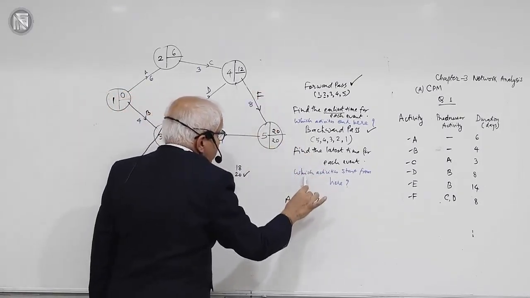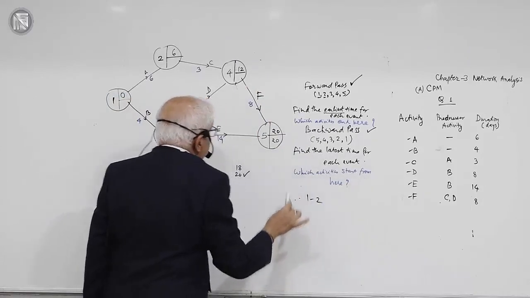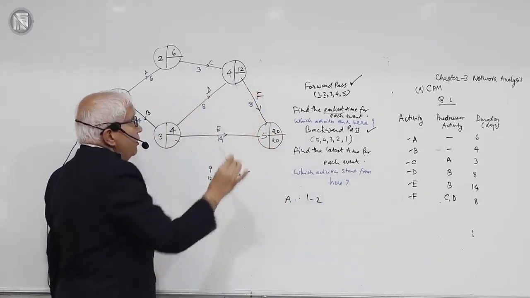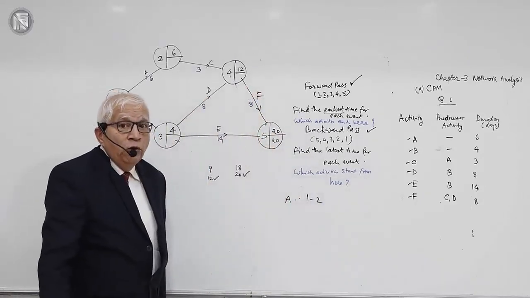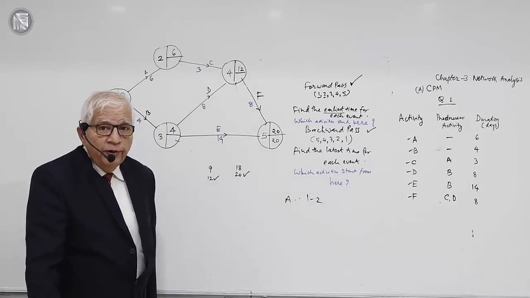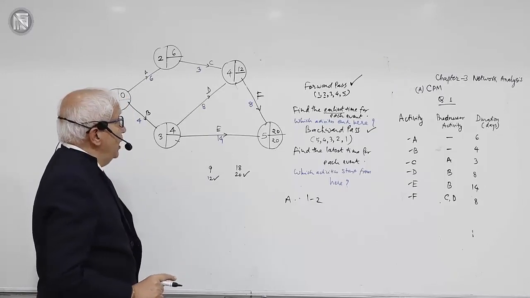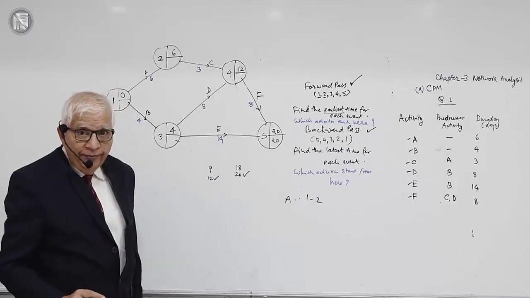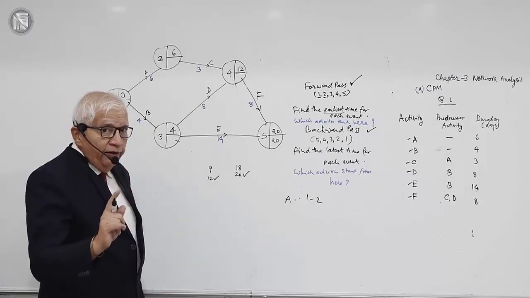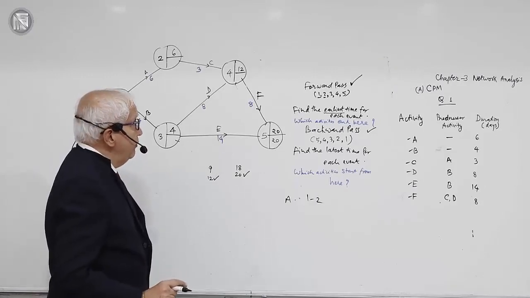My question is this: which activities start from here? Now see which activities start from here at event 4. Only one activity starts from event 4. Two activities end at event 4. That is 2, 4 and 3, 4, or C and D. But only one activity starts from event number 4.